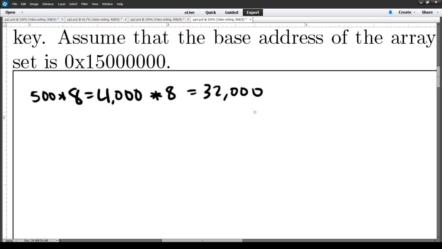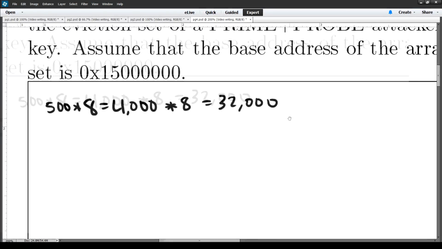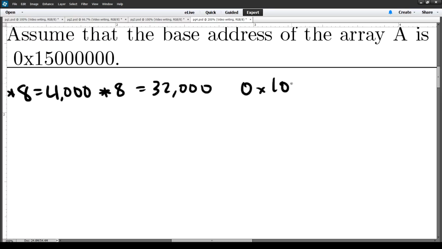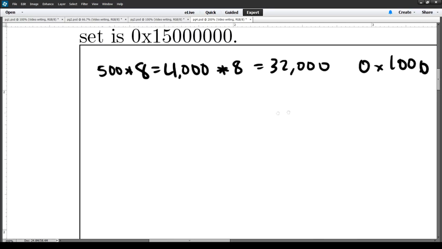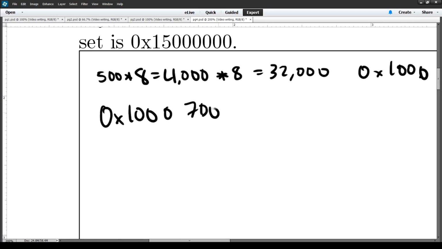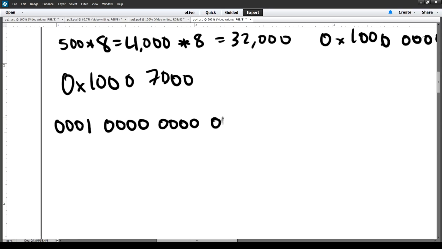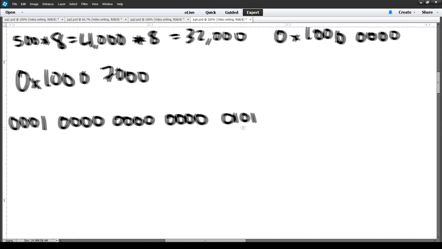So the address of element 4000 is 32,000 bytes after the base address of the array. The base address of the array is 0x10000000. And so if we add these two together, we'll get in hex 0x10007D00. In binary, this is going to give us 0000101 1101.